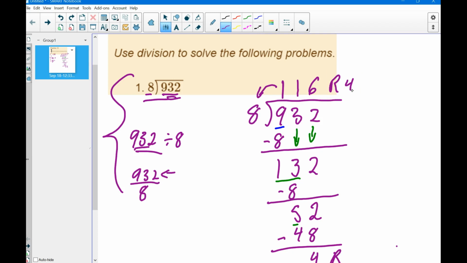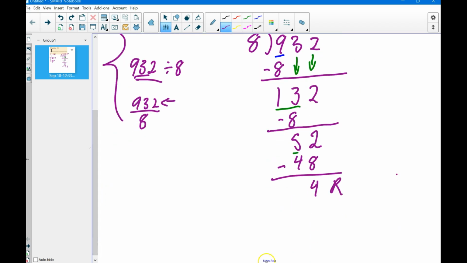So the answer would be, looks like this. Or you can rewrite it as this right here. The answer, you can read it like this: 116 and 4 over 8. And we'll leave it at that for now.